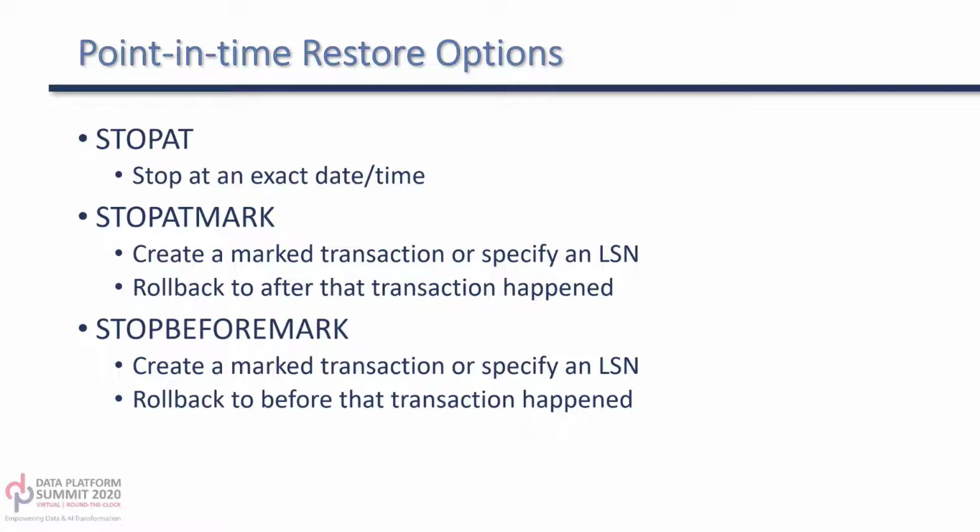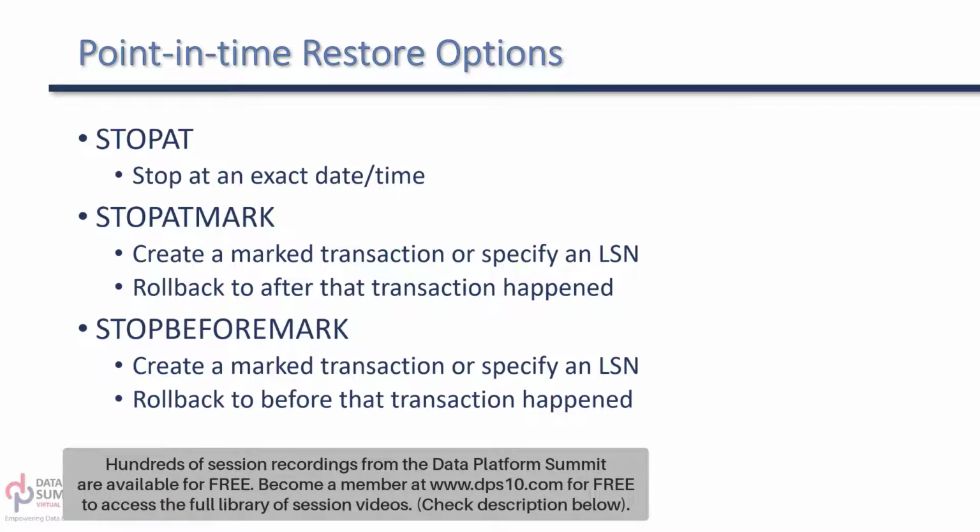Now, for point-in-time restores, you actually have three options of how to use them. You can use an argument called STOPAT, which will stop the restore of the transaction log at an exact date and time. So if you happen to know when a disaster occurred, you can run your transaction log restore and tell it to stop before that disaster occurred, and you'll see that in one of the demonstrations. There's also the STOPATMARK and STOPBEFOREMARK options you can pass in. These let you stop the restore either at a named transaction, which you'll see in a demonstration as well, or at a specific log sequence number if you have to read the transaction log. And STOPATMARK will let that transaction complete and then roll back, or STOPBEFOREMARK will roll back to immediately before that transaction occurred. So these are the options you have for when you're running a point-in-time restore.